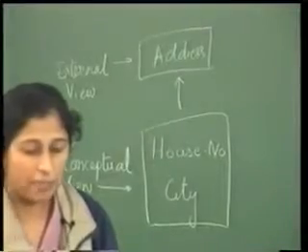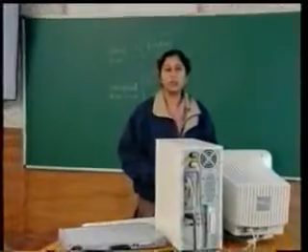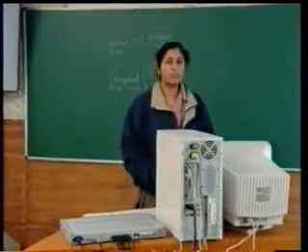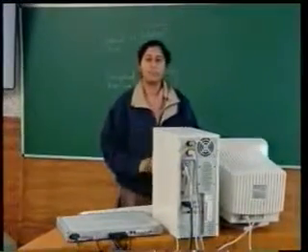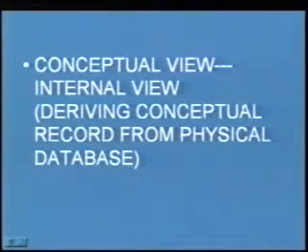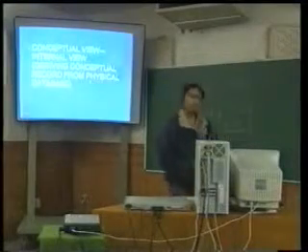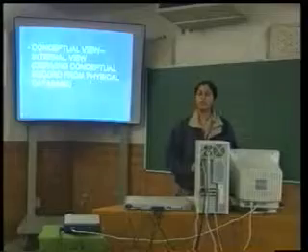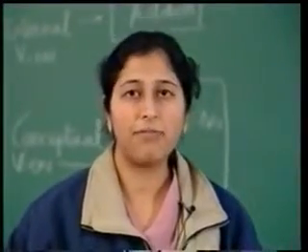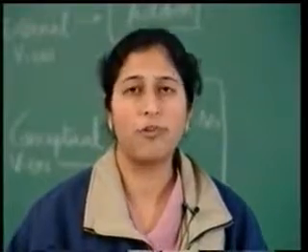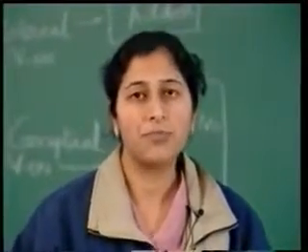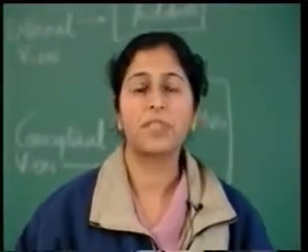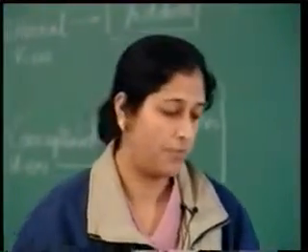Similarly, the second mapping, that is the mapping between the conceptual view and the internal view, should also ensure some kind of transformation between the two views. That is why we say that it is used to derive the conceptual record from the internal record. Let us assume that we represent some field as a binary number in the internal view, whereas we represent the same field as a decimal in the conceptual view. Then this mapping should provide some transformation mechanism so that the two types can be converted either way round.